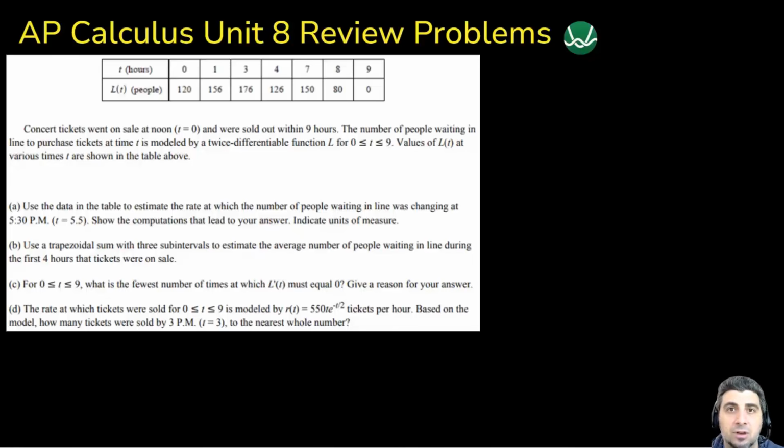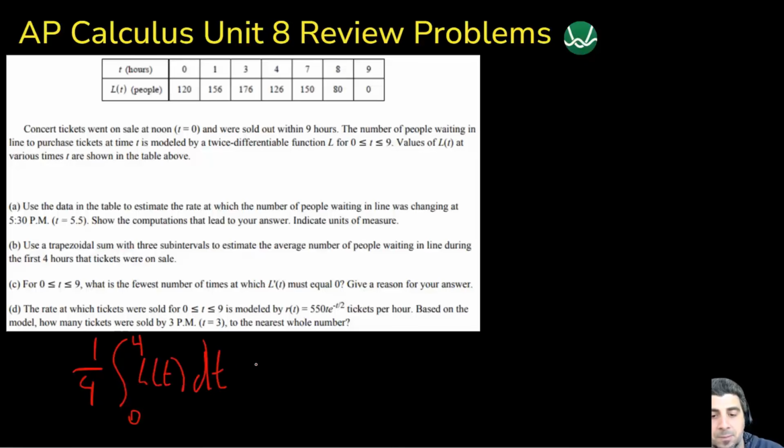So if you think about it like that, you can simplify what you have to remember in terms of formulas and processes. I would recommend setting up the integral that this represents. So 1/4 times the integral from 0 to 4 of L of t dt, and that's going to be 1/4 times, we're going to do the left endpoint method plus the right endpoint method divided by 2. The left endpoint method, the first subinterval goes from 0 to 1. It's 1 unit wide, and the left endpoint is 120.